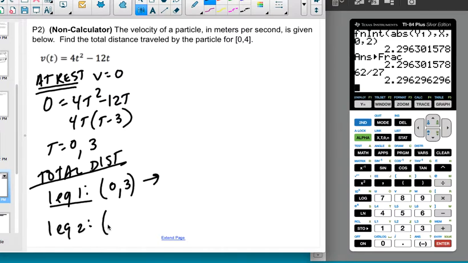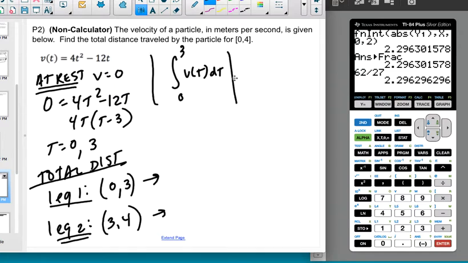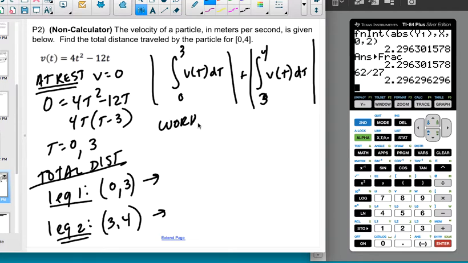Leg 2 is going to be from 3 to 4. So essentially, I just need to integrate and find the displacement on each of those intervals and then make them positive. So my total distance is going to be the integral from 0 to 3 of v of t dt, made positive, plus the integral from 3 to 4 of v of t dt, and make the entire outside thing positive.